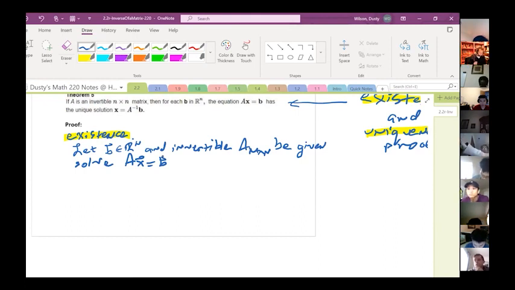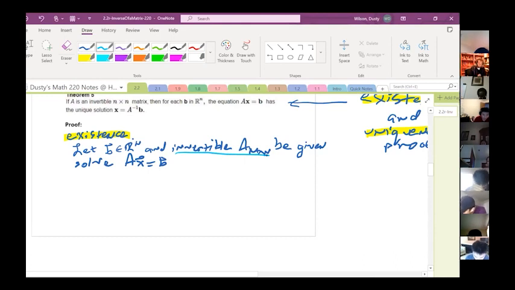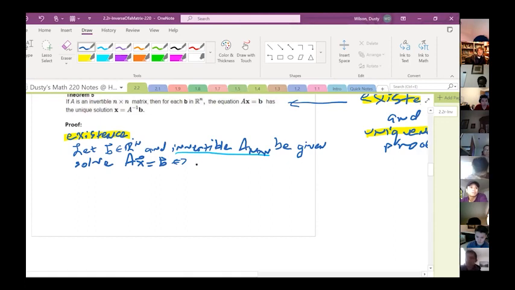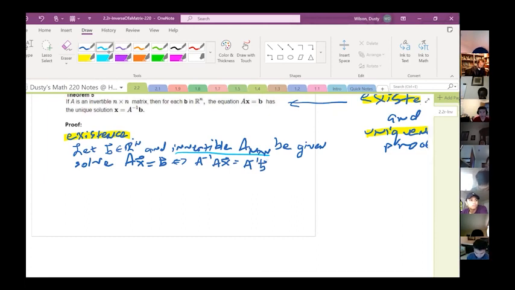This is an n by n. So I've got AX equals B. Notice that we're saying that A is invertible. So since A is invertible, what matrix do you know exists? A inverse, exactly. So we can whack both sides of this equation with an A inverse. So I have A inverse times AX equals A inverse B. Notice what I'm doing here: I hit both sides with an A inverse.